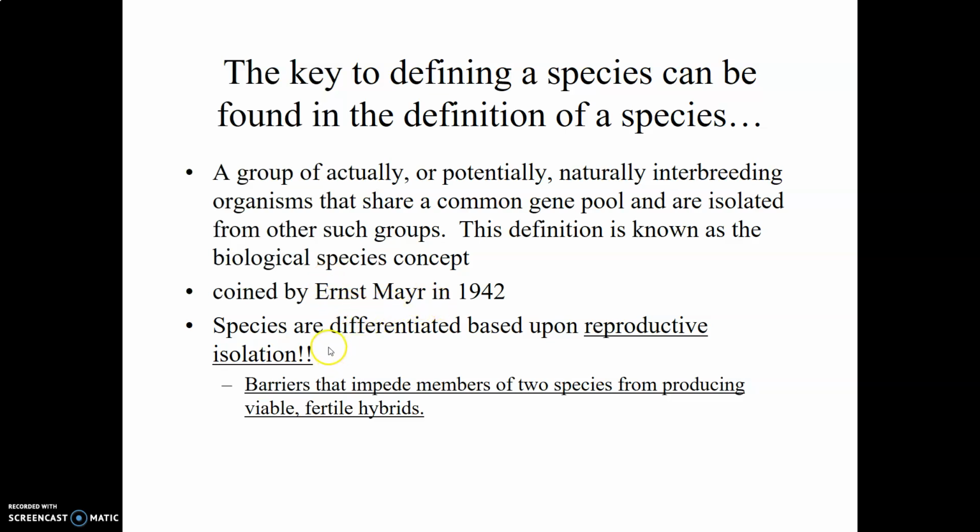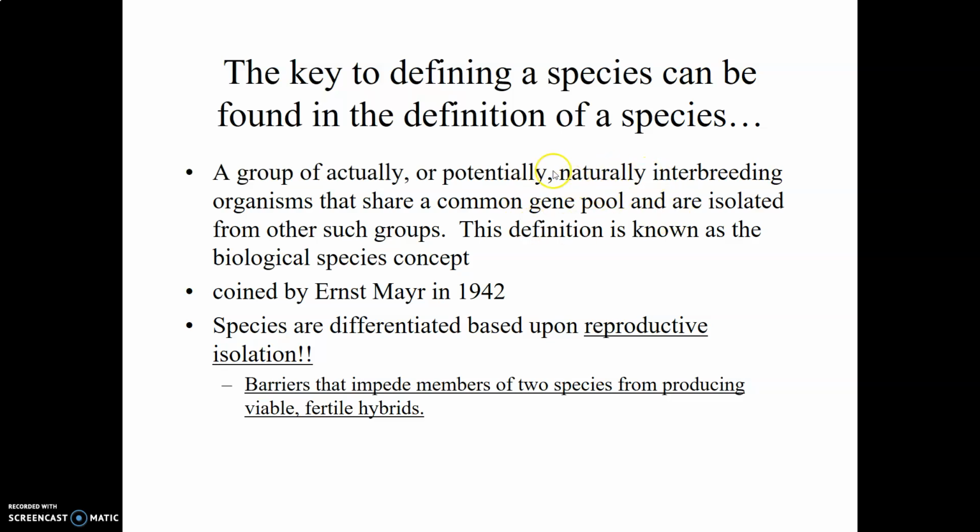Now, species are differentiated based upon isolation. We're going to refer to this as reproductive isolation, some sort of barrier that impedes members of two species from producing offspring that are viable or fertile as hybrids. If we look at this definition, there are three main parts that I want you to consider. First has to do with actually, potentially, or naturally interbreeding organisms. In order for a species to be present, the organisms have to have the ability to interbreed.